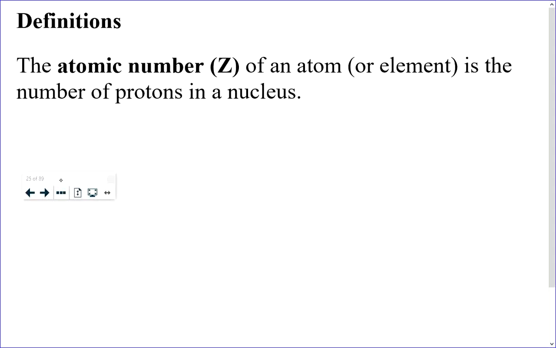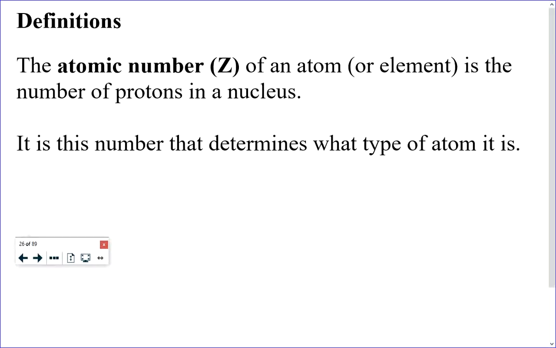You do have to know that that is what Z is, because I've seen on diploma exams lately, over the past few years, they just say determine the value of Z. They don't tell you atomic number. So it's a memory thing. It's that number that determines what type of atom it is.